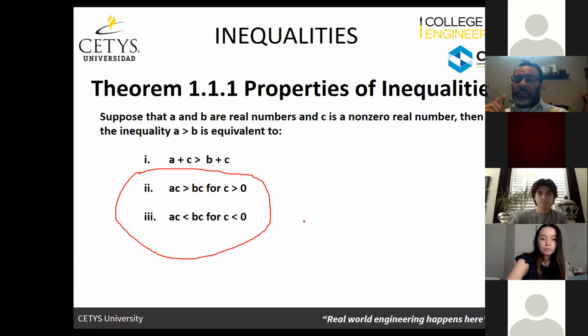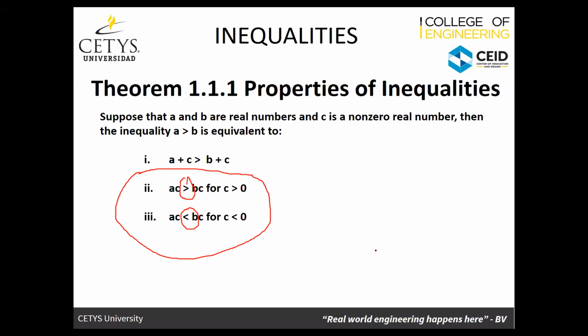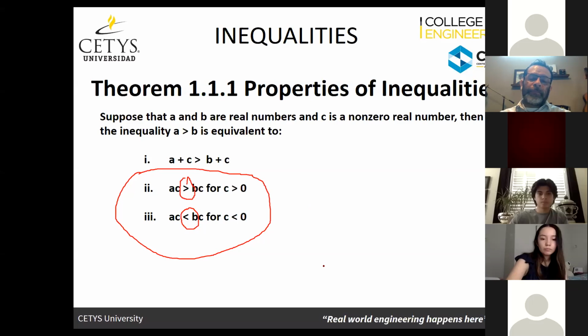If we're multiplying or dividing by a negative number, then the symbol that we're using for the inequality flips or changes, okay? If the number we're multiplying or dividing by is positive, then the symbol for the inequality stays the same. That's a very important rule, and it's one of the things that might get us into trouble, okay? Good, thank you very much, Estrella.